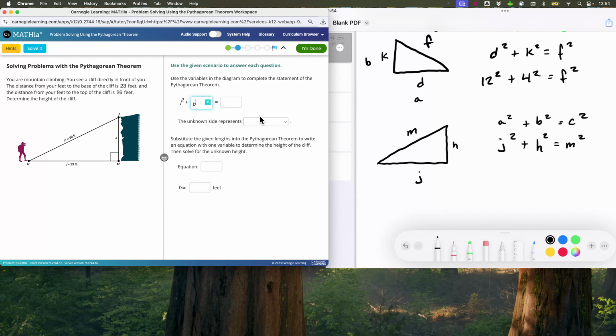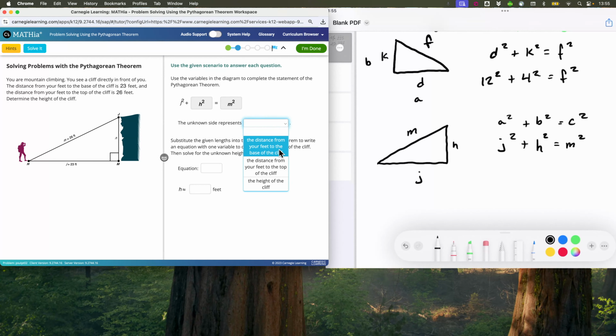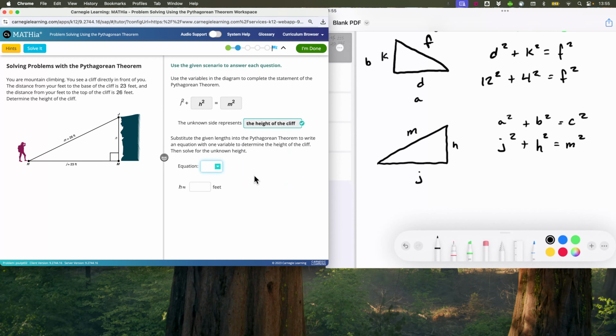Oh, I'm sorry, that should be an h. Then m. I'm so used to using a, b, and c, using these other numbers is weird. So the one we don't know is this one, and that is the height. So it's the height of the rock wall or whatever it happens to be. The distance from your feet to the top of the cliff. The height of the cliff. There we go. And so the equation for this would be just this right here.